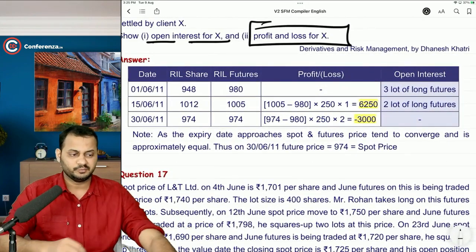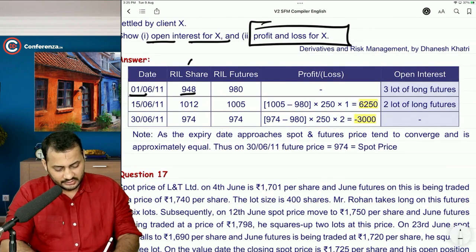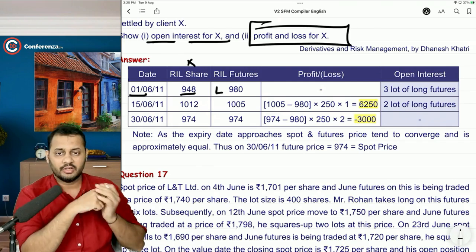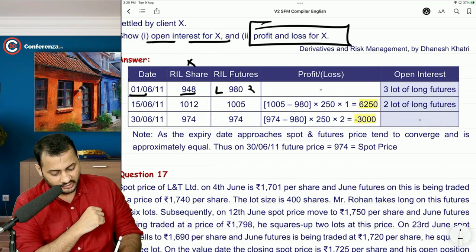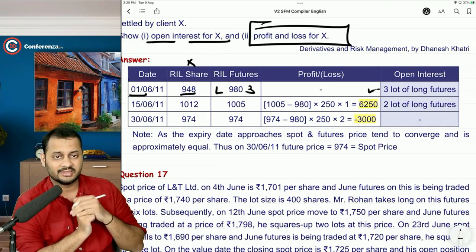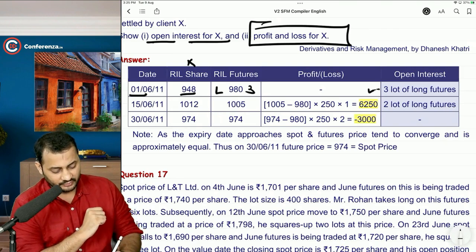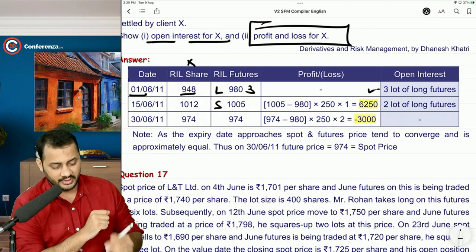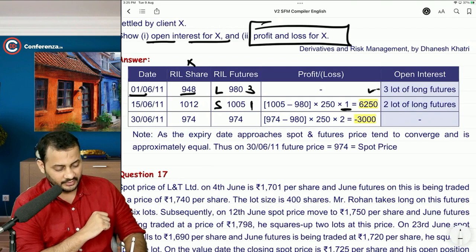Look at this. On 1st of June you started with 948. This is not required that much, okay? The futures price was 980 at which you had gone long, and that too 3 contracts. So that's why the open interest is 3 lots of long futures. And on the next day the price was 1005 at which you sold one contract, only one contract. And you can see that we have multiplied it by 1 only.